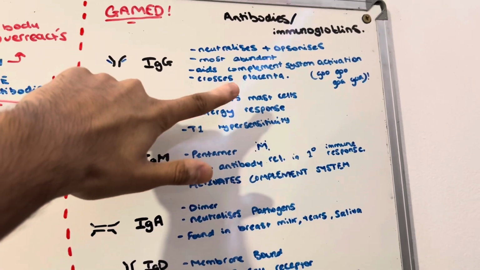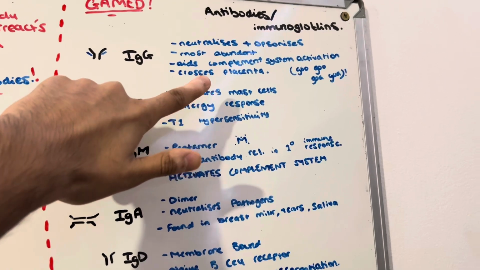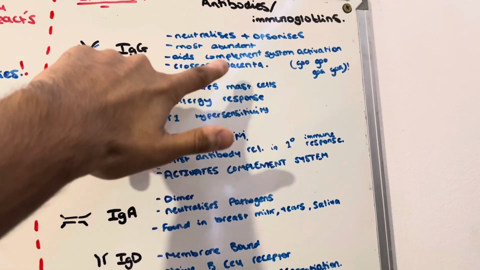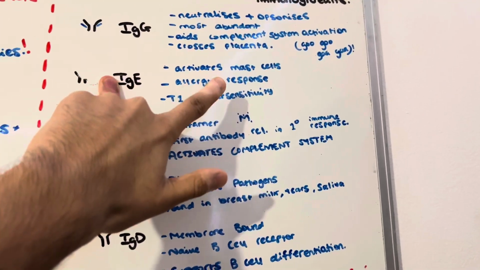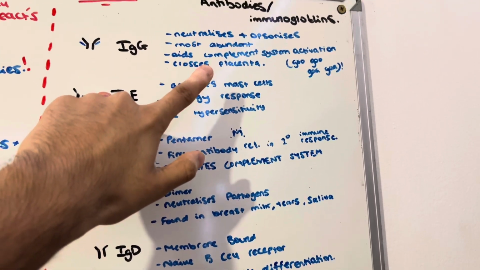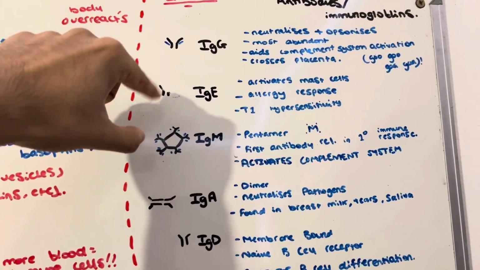And the whole Goo Goo Gaga thing, you link that with a baby. When you think of a baby, the way to reach the baby would be to cross the placenta. So IgG crosses the placenta to reach the baby, thus is involved with passive immunity. I just accidentally rubbed this out, but that's fine. They have the same structure.